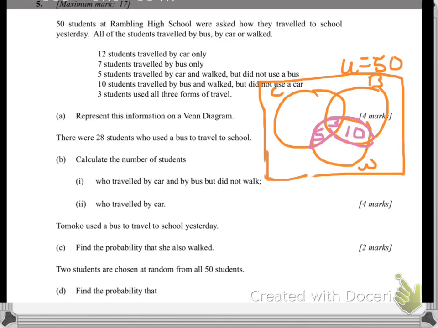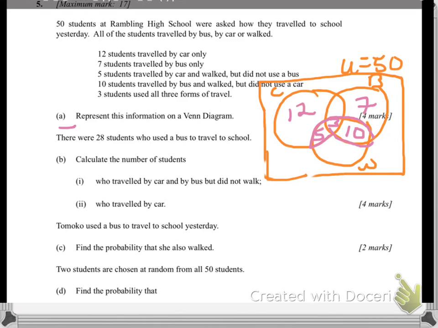Then it says 7 students traveled by bus only, so this is bus only. 12 students traveled by car only. Okay, so let's add up all that we have here. 12 plus 7 is 19. 19 plus 8 is 27. 37. Okay, I think we did A.